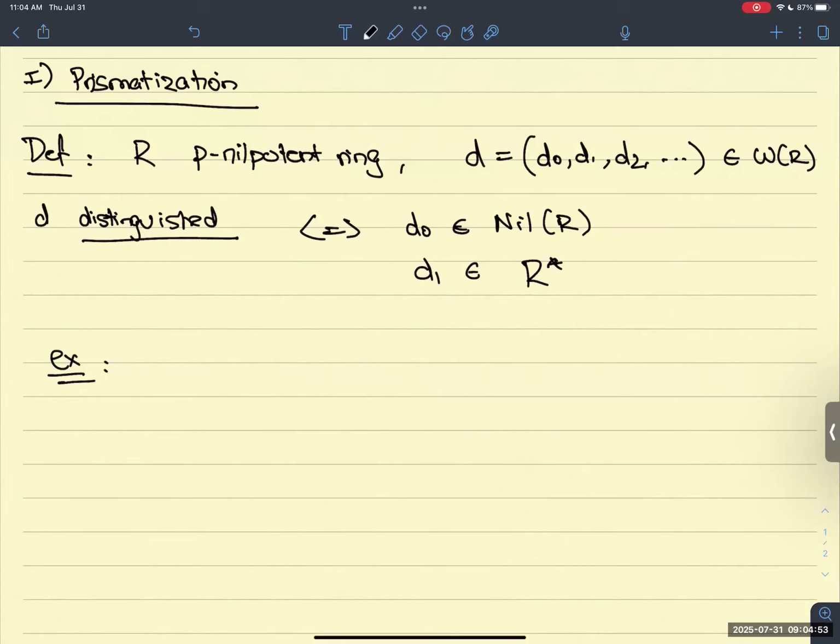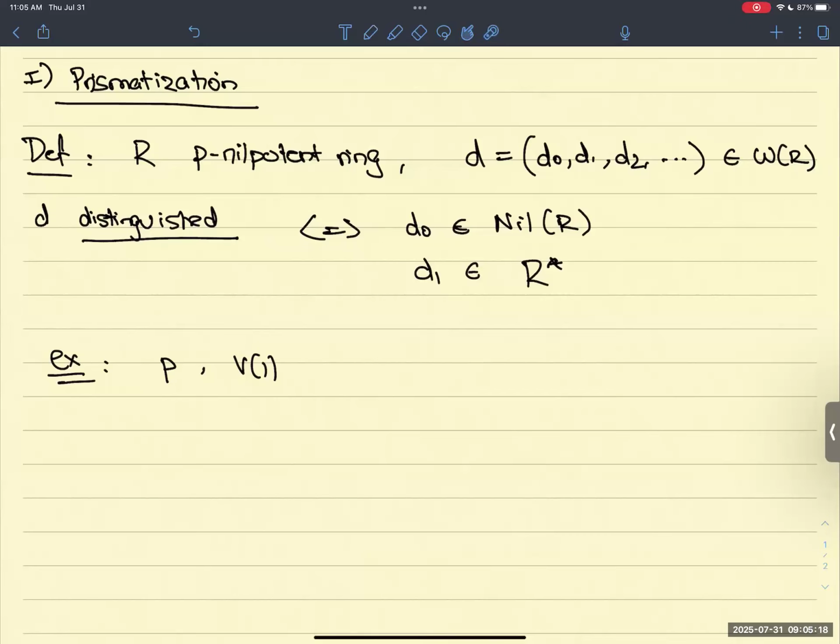One is the Witt vector p itself turns out to be distinguished. And another example is, if you are familiar with the Witt vectors, you know there's this operation called the Verschiebung, which just shifts sequences by 1. And so if you did the Verschiebung of 1, it would be the sequence which is 0, 1, 0, 0, 0, 0, 0. And so that would satisfy this condition. And so these are both distinguished elements.